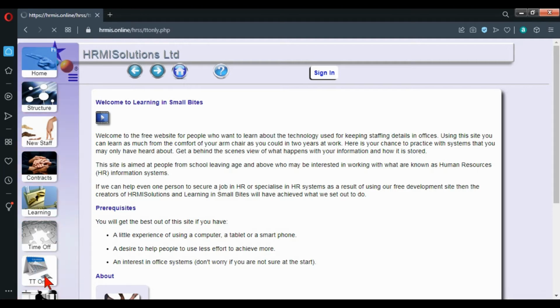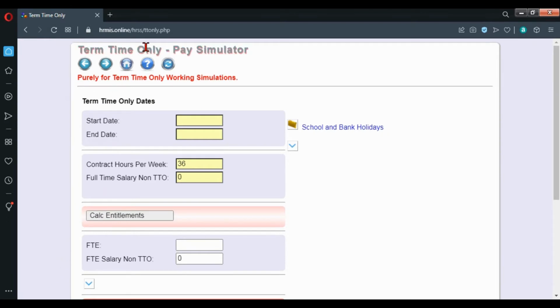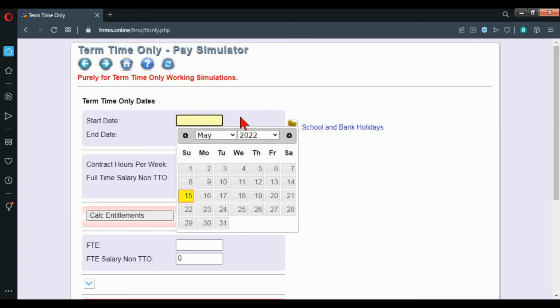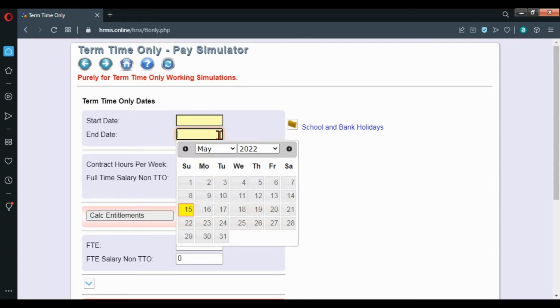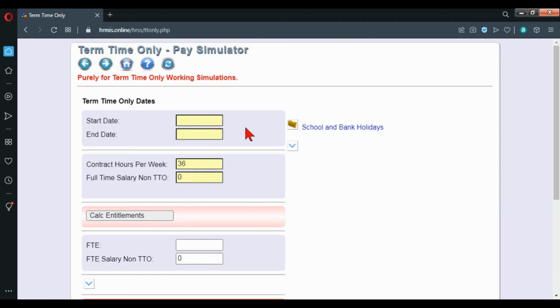Okay, back to work. The page is purely for term time only pay simulations. You will need to enter a start date for a period of work, then an end date. From the video at part 1, you will know that in this fictional school, a full-time working week is based on 36 hours. The page defaults to full-time of 36 hours, but you can enter any amount less than 36 that you want.